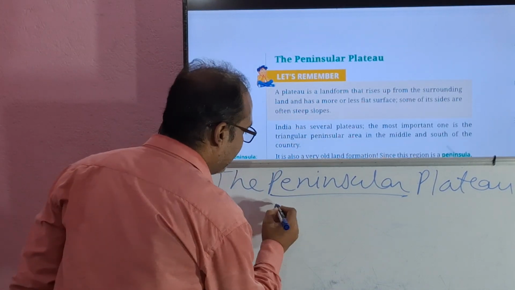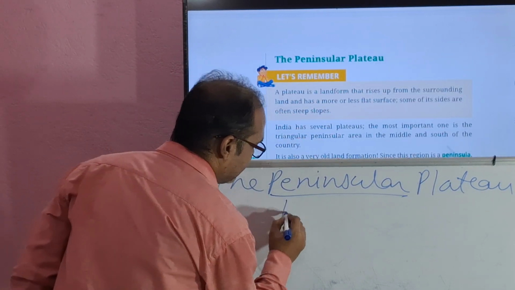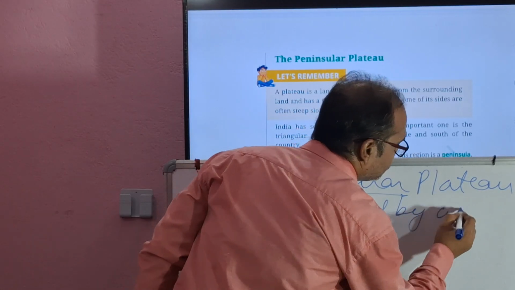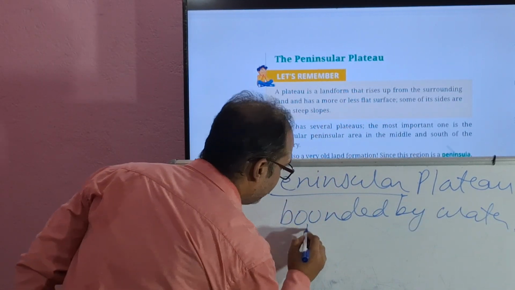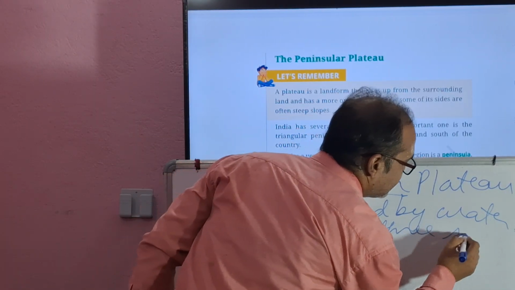What is the meaning of peninsula? Any area which is bounded by water on three sides. Bounded by water from three sides.